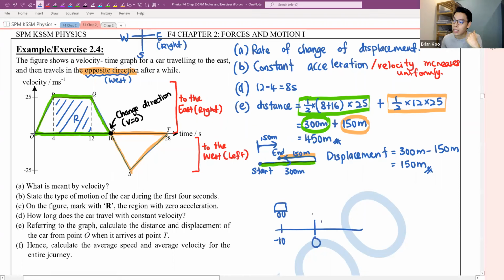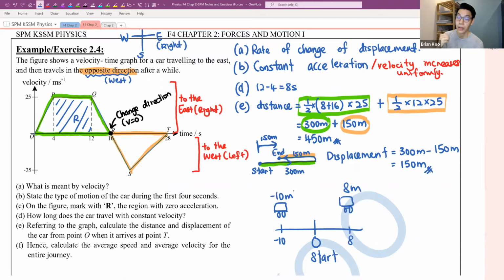So let's say your starting position is here. Your car ends up here, and this is 8. Then that means this is positive 8 meters. That's why you see I keep saying it's like a position, like coordinates, right? If you understand displacement in this way, it will help you a lot.